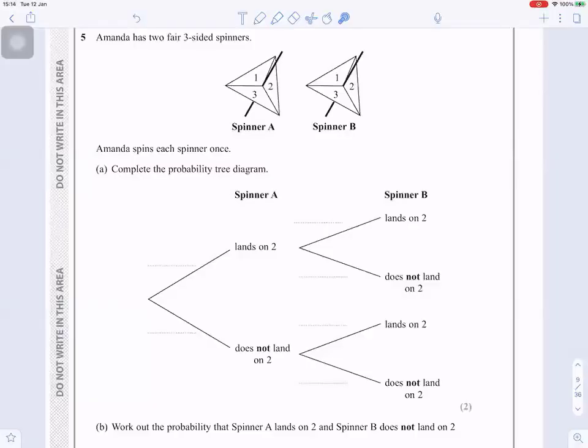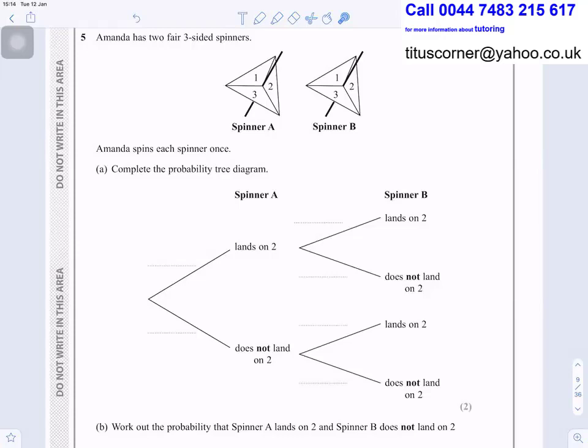Question number 5. Amanda has 2 fair 3-sided spinners. Amanda spins each spinner once. Complete the probability tree for part A. And for part B, work out the probability that spinner A lands on 2 and spinner B does not land on 2.